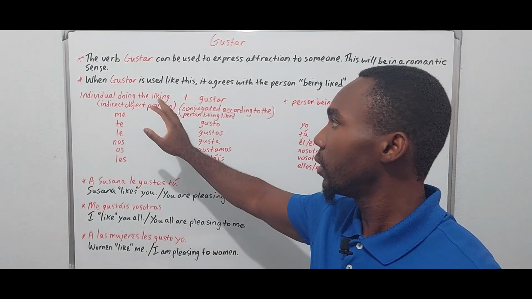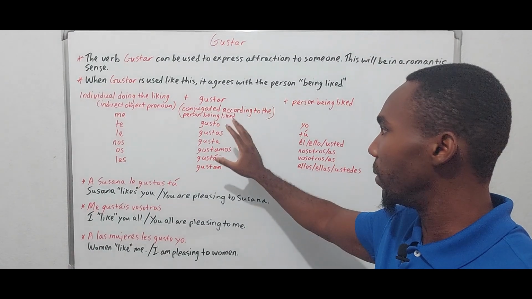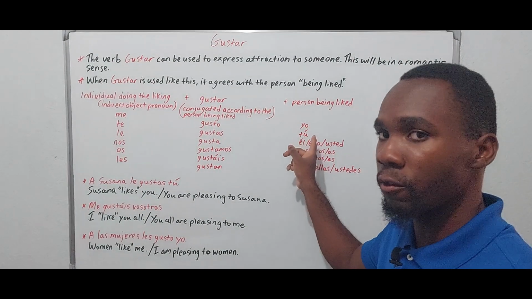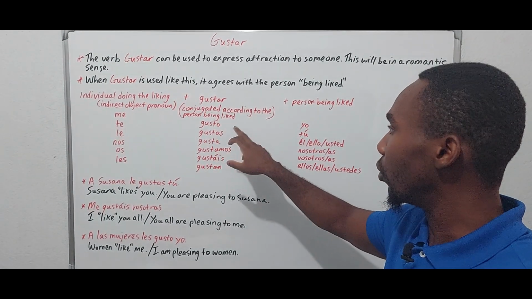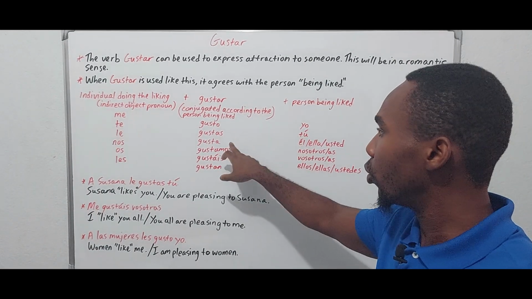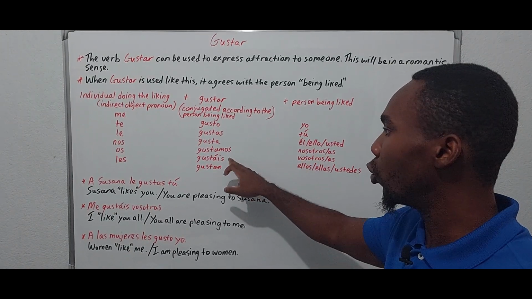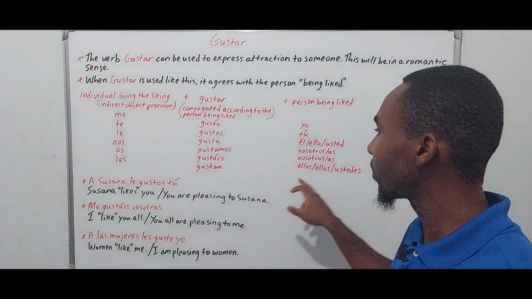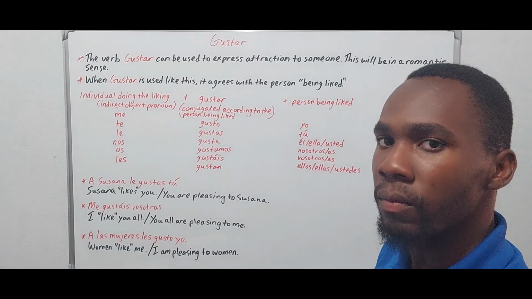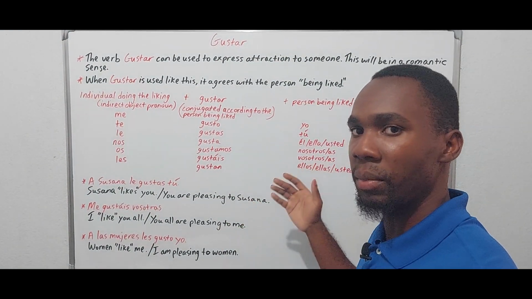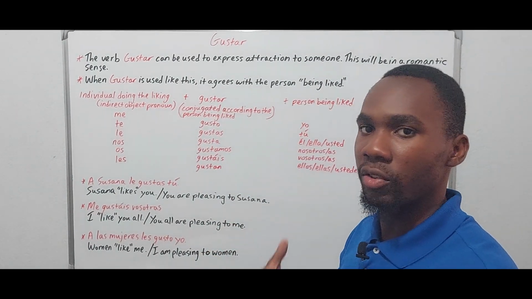So the same formula: the individual doing the liking, we use the indirect object pronoun. Gustar will be conjugated according to the person being liked. Therefore, if we have yo, it's going to be gusto. Gustas will apply to tú. Gusta: él, ella, usted. Gustamos: nosotros o nosotras. Gustáis: vosotros o vosotras. Gustan: ellos, ellas, ustedes. Yes. So it's going to agree with the person being liked. Okay? But as we know, it means to be pleasing to, but we will translate it as to like.